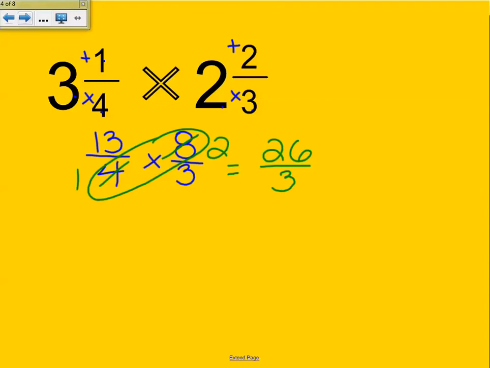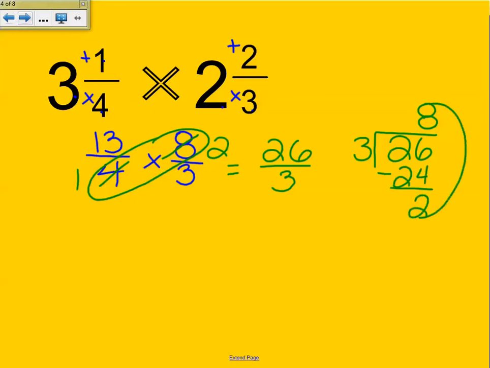Now, let's look at our last step. It says change any mixed numbers back, or any improper fractions back to mixed numbers. So I need to take my 26 thirds and change it back to a mixed number by doing some long division. How many times can 3 go into 26? 8 times. How many are left over? 2. So I get an answer of 8 and 2/3 for my final answer.